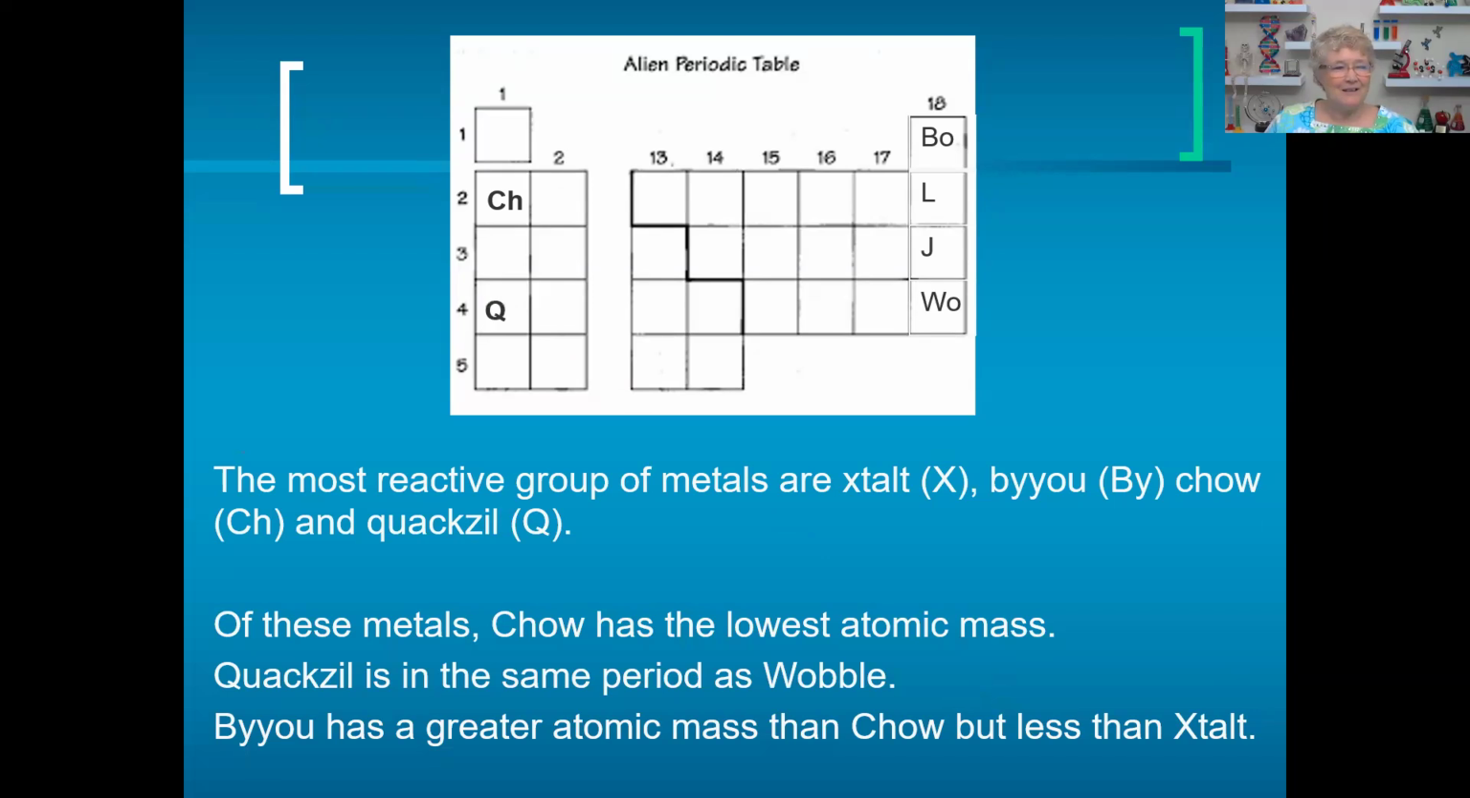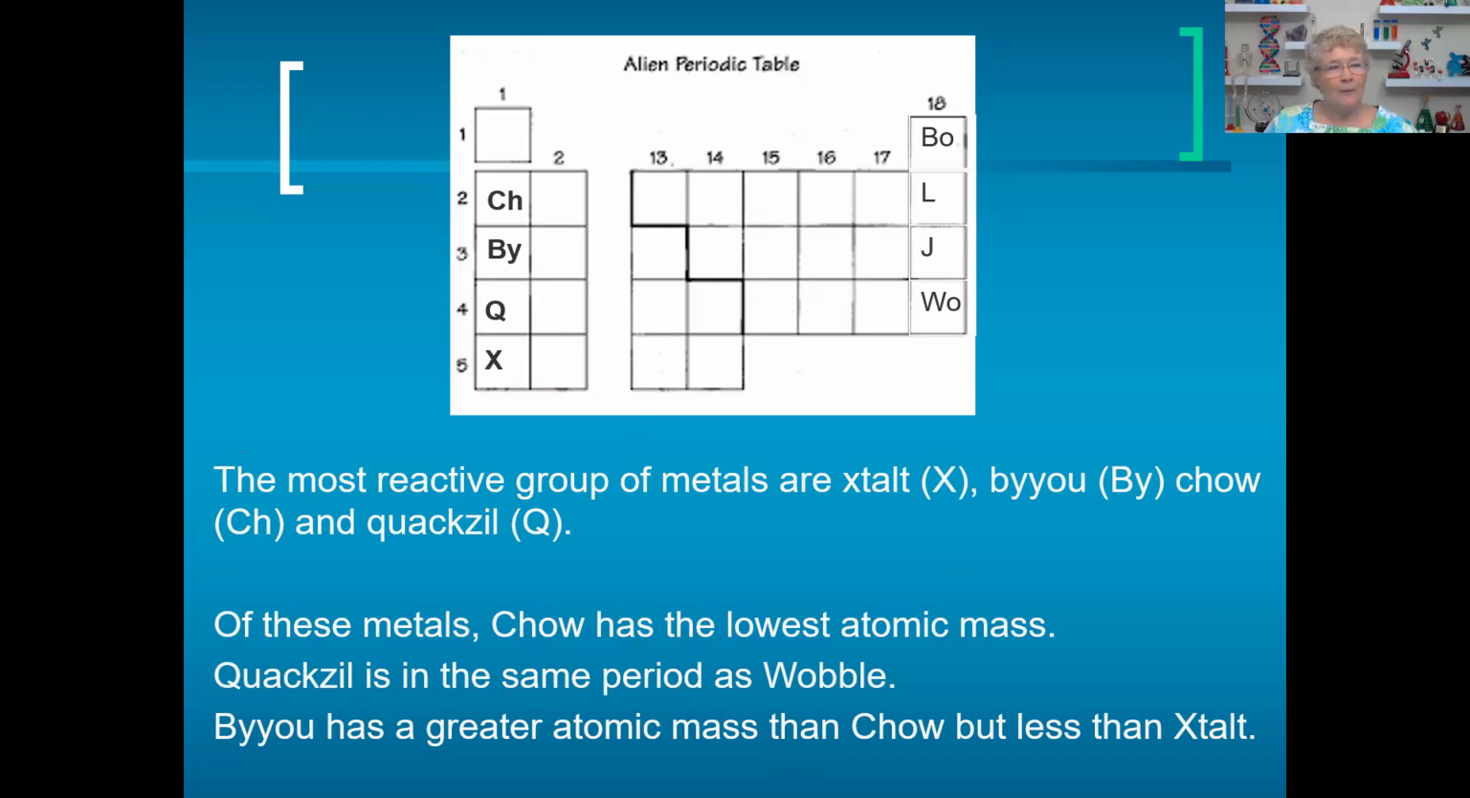Yeah, Quoxel is going to go there. Very good. And then our next one is going to be between Quoxel and Chao. What's going to go in period 3, group 1? That's going to be Biu is going to go there. And then finally, what's our last one? What goes right here? That's Xtalt. Xtalt is going to go there. Excellent. All right. We're doing well.